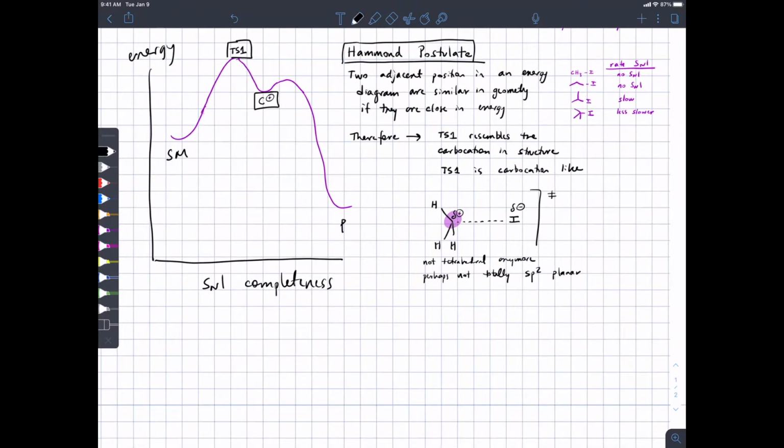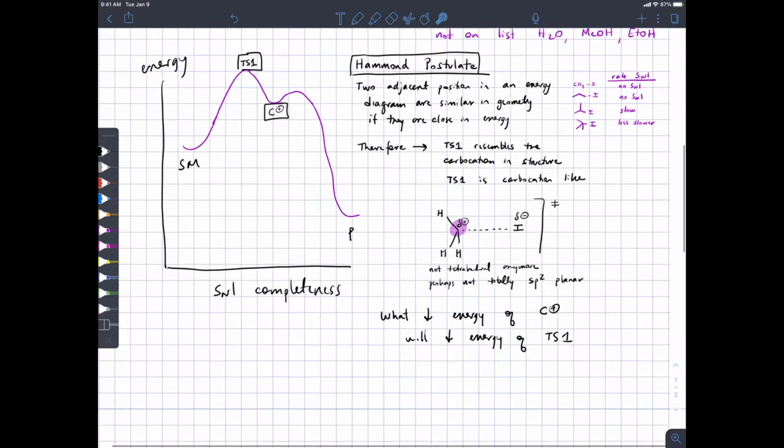And what this means is that what lowers the energy of a carbocation will also lower the energy of transition state 1. That's an important connection, because it allows us to reason through the stability of a carbocation, and what we learn there will be reflected in how high or low in energy that transition state is. Okay, so that's a bit of a chain of logic and explanations. Any questions about that?